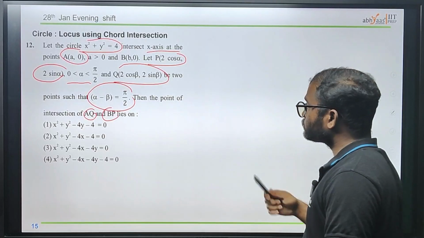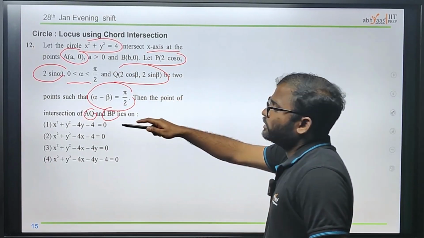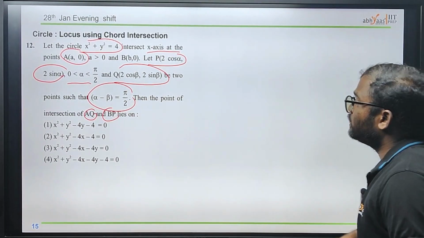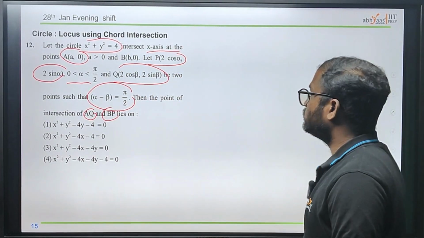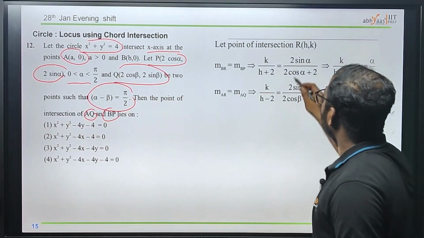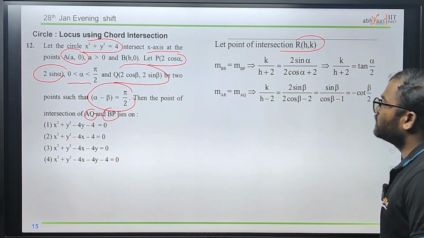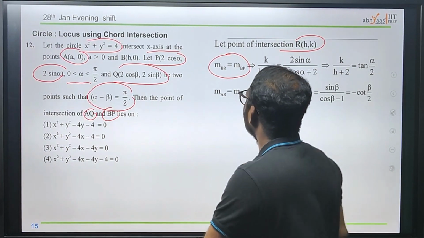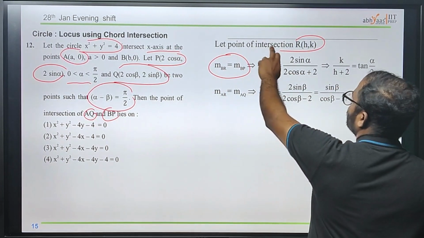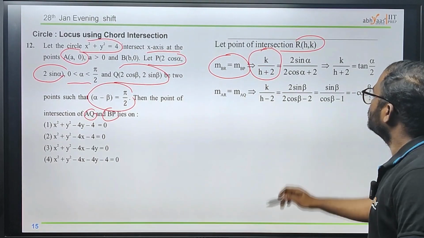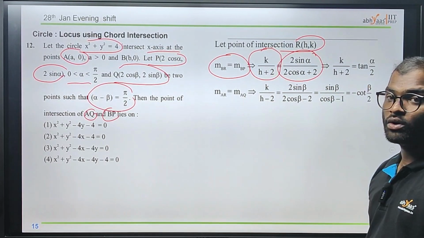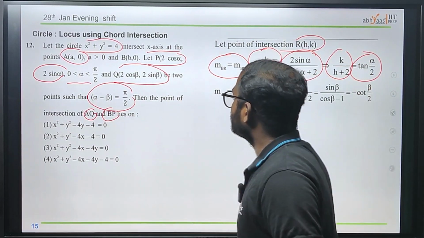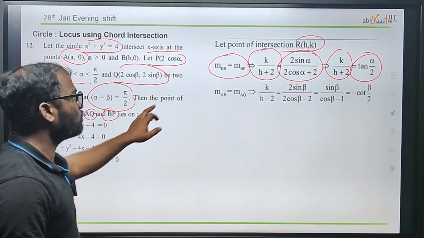See here, they are saying the circle intersects the x-axis at the points A, a comma 0, and B, with a greater than 0. Now take the point of intersection R of h, k. The slope of BR is equal to the slope of BP. Using that, we have k by h plus 2 equal to 2 sin alpha by 2 cos alpha plus 2, which implies k by h plus 2 is equal to tan alpha by 2, just using the slope and the point of intersection.